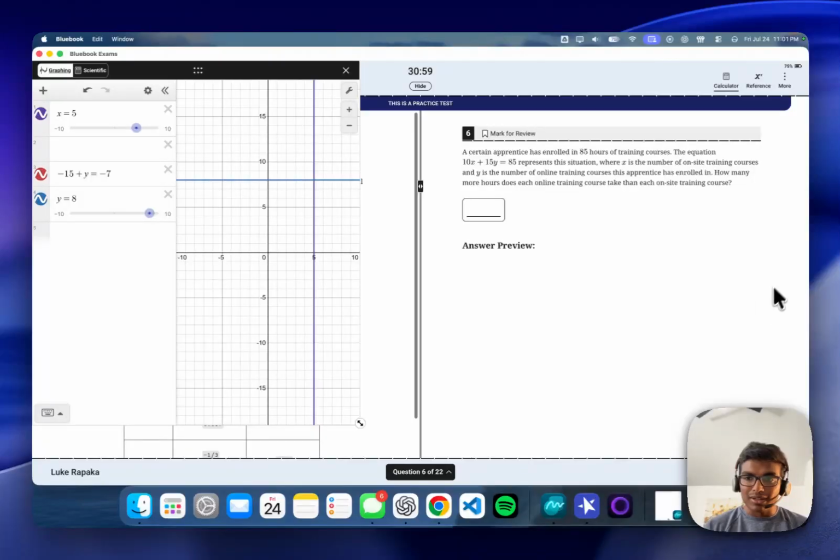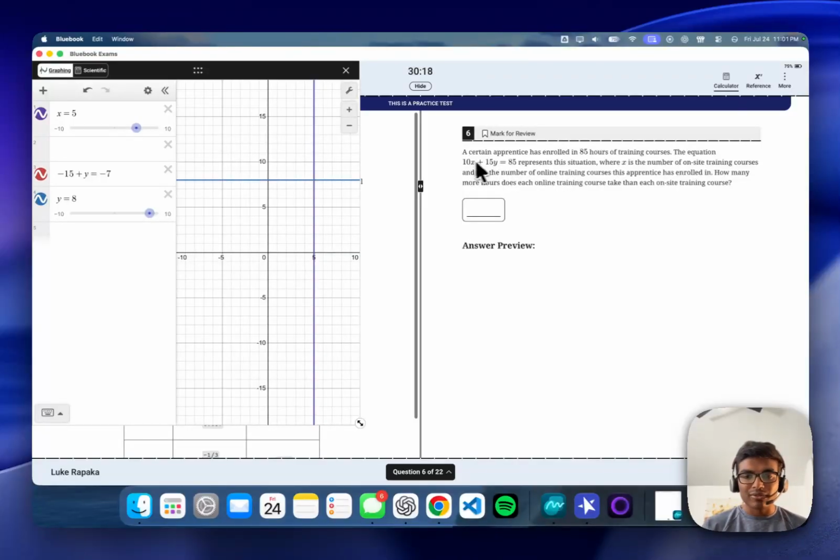Okay. A certain apprentice has enrolled in 85 hours of training courses. The equation, okay, x number of on-site courses, and y, how many more hours does each online course take than the on-site? So the 85 is just representing how many hours it is, right? The x is representing the number of hours each on-site course takes, and then y is the number of online training courses.